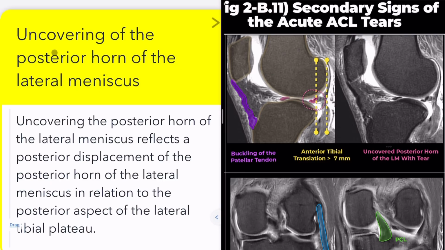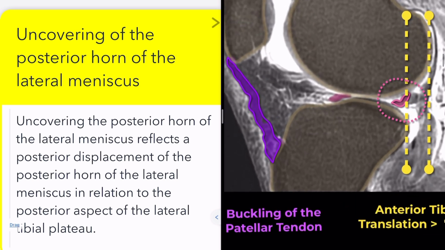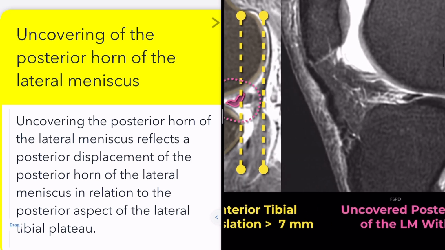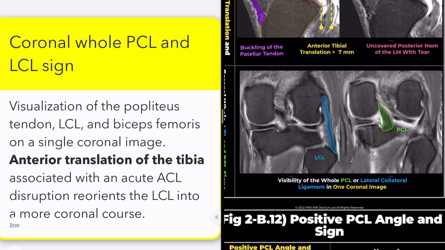Due to the anterior tibial translocation, the posterior horn of the lateral meniscus is posteriorly displaced in relation to the posterior aspect of the lateral tibial plateau, which is called uncovering the posterior horn of the lateral meniscus. This patient also had a lateral meniscus tear and buckling of the patellar tendon.